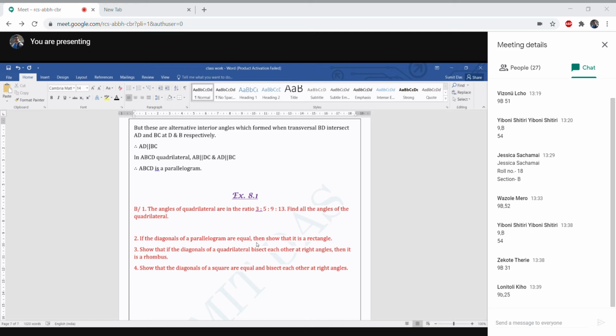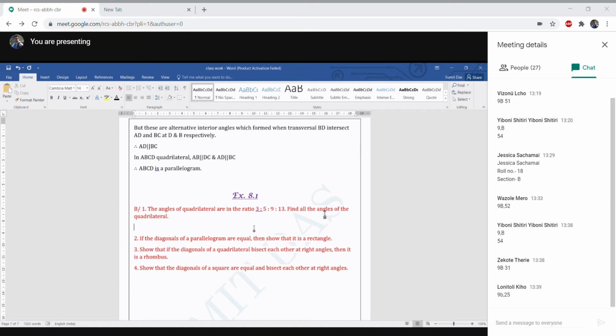In exercise 8.1, the first question is: the angles of a quadrilateral are in ratio 3 is to 5 is to 9 is to 13. Find all the angles. So how to do? We know only one property of a quadrilateral about the angles: the sum of all the angles is 360 degrees, right? So using that only we can do.